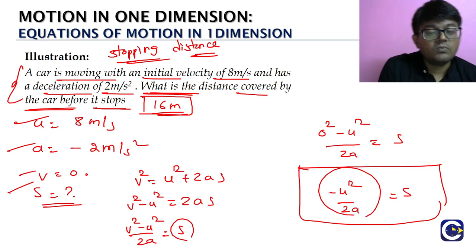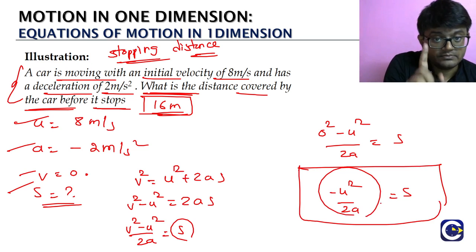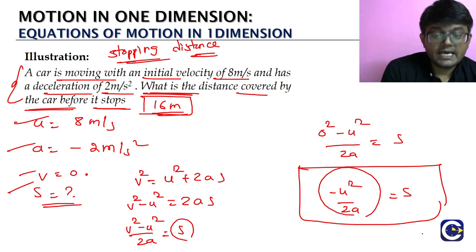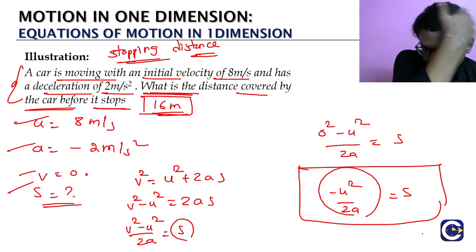Now why is this minus coming? Because the acceleration we are going to substitute will be negative here, we can keep that in mind. The acceleration we are going to substitute will be negative in this particular case.